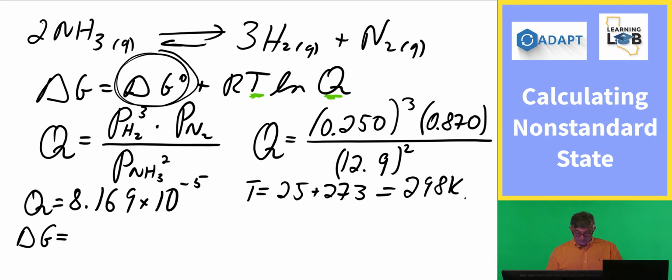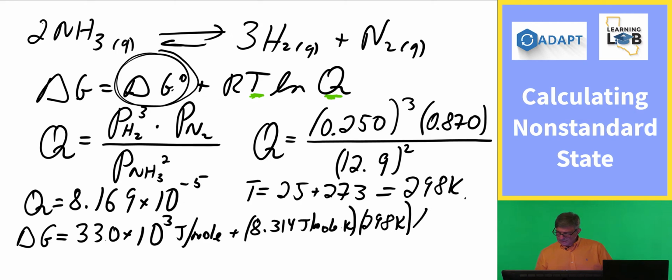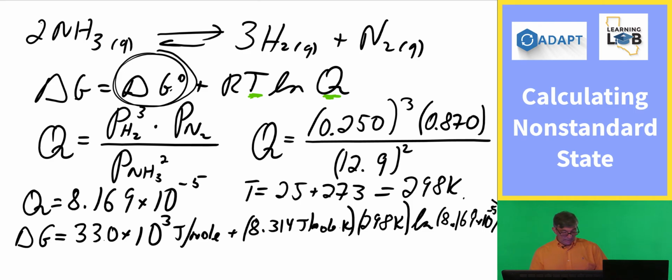I'm going to put our delta G naught into joules. That is 33.0 times 10 to the third joules per mole, plus the R constant, which defines the other units here, at 8.314 joules per mole Kelvin, T at 298 Kelvin, and the natural log of our reaction quotient at 8.169 times 10 to the minus 5.